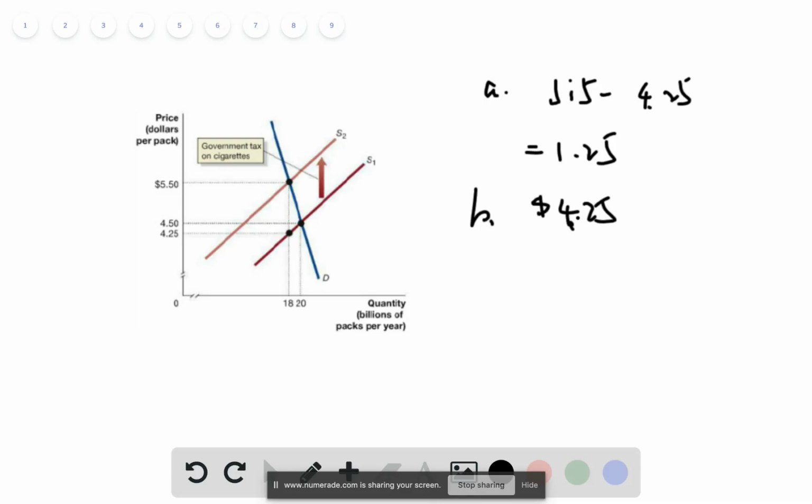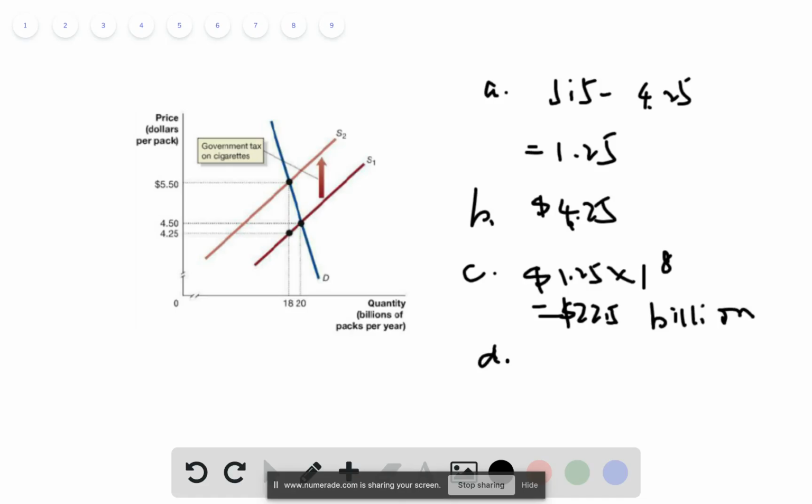Okay, and C is asking how much tax revenue the government collects. So the amount of tax revenue the government can collect is calculated from the tax for each unit, which is 1.25, and how much can be sold in the market. You can see that after the tax is applied, the new equilibrium quantity is 18. So it is 1.25 times 18. So that should be 22.5 billion. So that's the amount of tax received by the government.